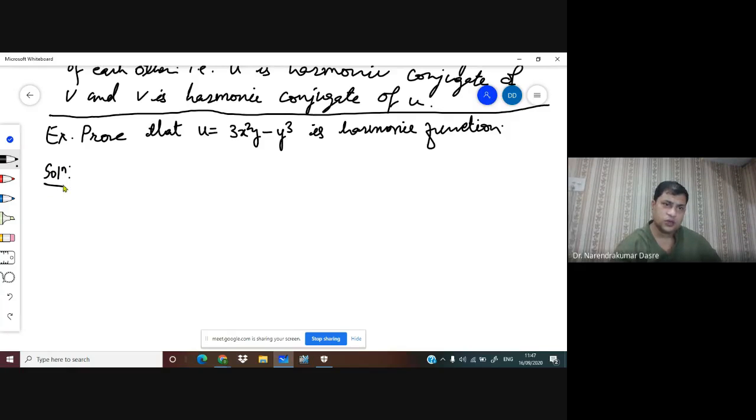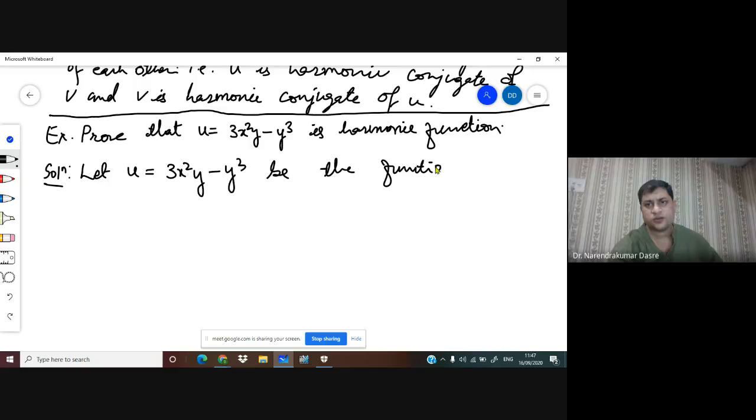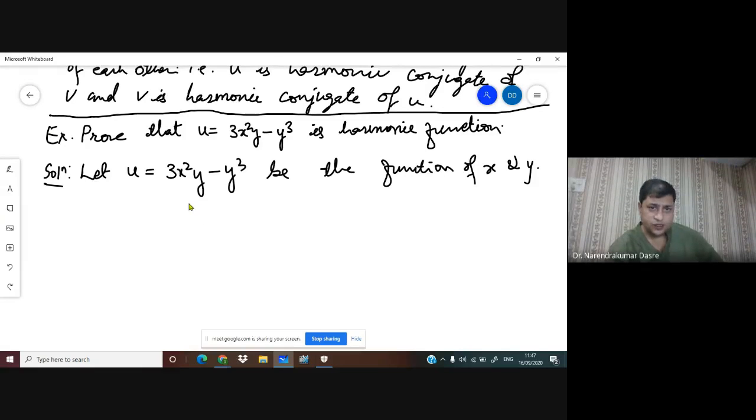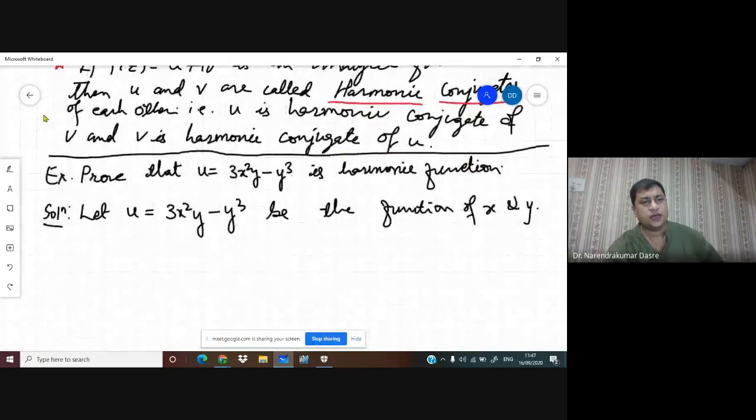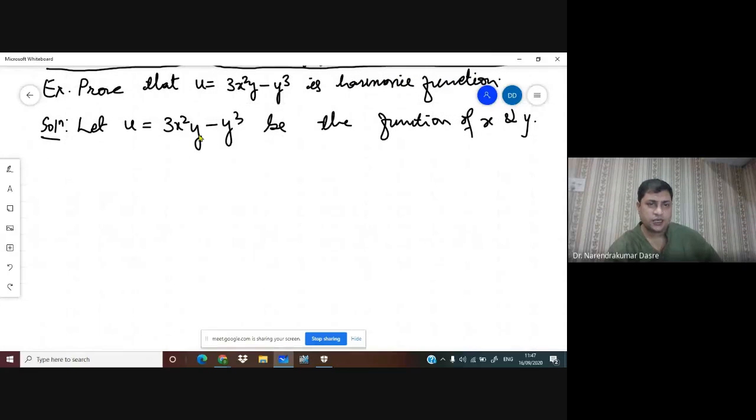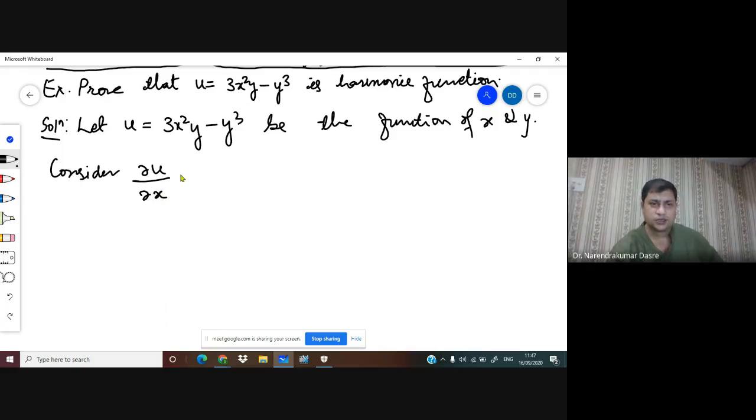Okay, so with the solution, like always write the given thing. So u is equal to 3x square y minus y cube be the function of x and y. Now see, we want to prove this function to be harmonic. So I have to prove that the given function u satisfies Laplace equation. To have the Laplace equation, we have to find the derivatives, precisely the second order derivatives of this u with respect to x and y.